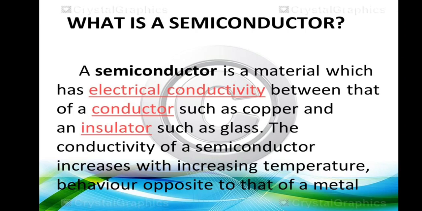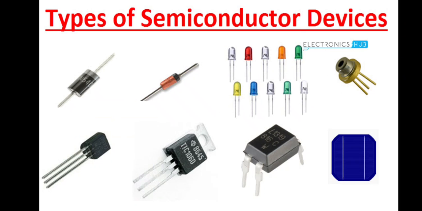Next, what is a semiconductor? A semiconductor is a material which has electrical conductivity between that of a conductor, such as copper, and an insulator, such as glass. The conductivity of a semiconductor increases with increasing temperature, behavior opposite to that of metals.